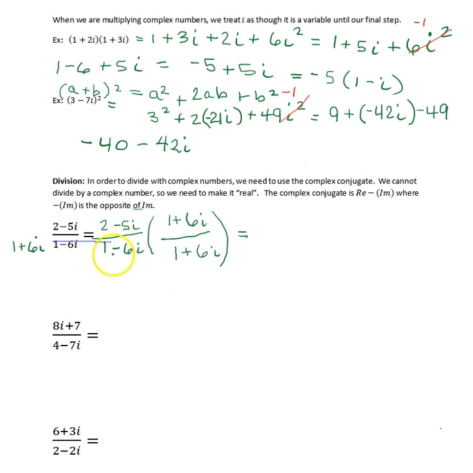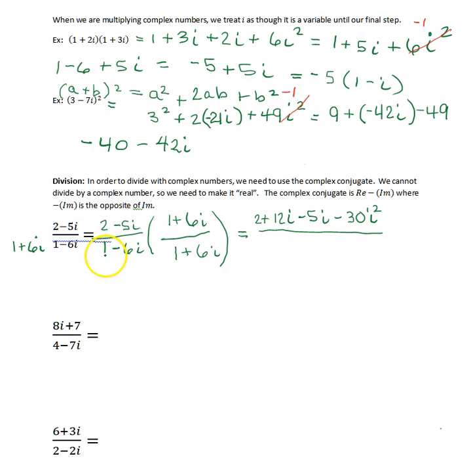All right, so here we're going to go ahead. We treat it just like it's a multiplication problem. Here I'm going to have my 2 plus 12i minus 5i minus 30i squared. That's going to be my numerator.